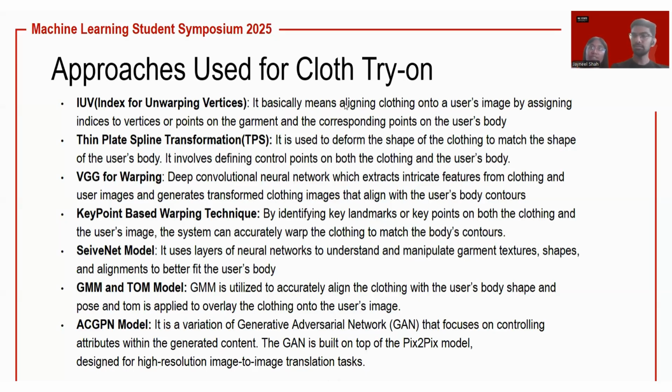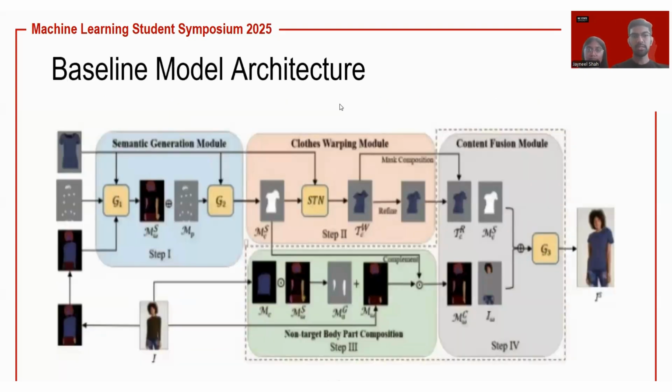We had also used the GMM and TOM model, which basically means geometric matching module and try-on module. So it aligns clothing with the user's body, and TOM is applied to overlay the clothing onto the user's image. However, the best model was the ACGPN model. ACGPN is built upon top of the pix2pix model, which is specifically designed for image translation.